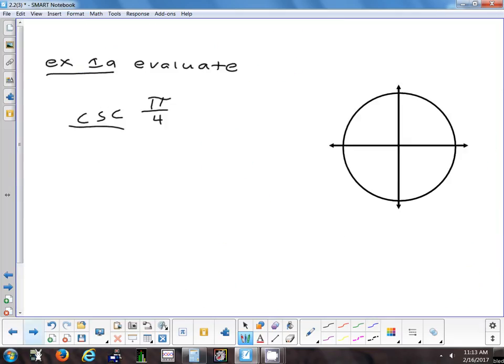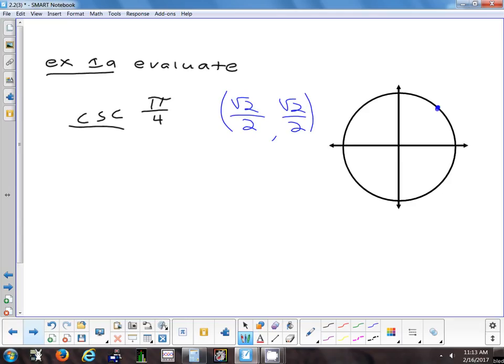So let's look at this one. Cosecant of pi over 4. Now, if you're starting to get comfortable with some of these, you might already know what pi over 4 is, and then you might already know the coordinates, so you don't even need the picture. Does anyone think they already know the coordinate for pi over 4? Yep, nice. Yeah, square root of 2 over 2, square root of 2 over 2. Pi over 4 is a 45-degree angle.